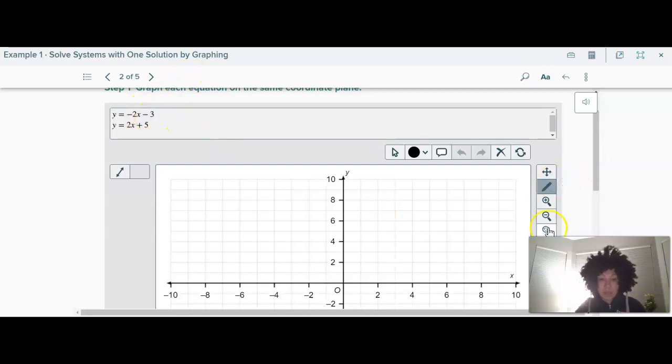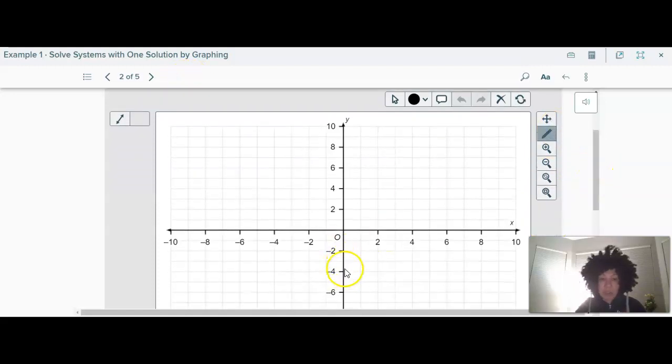Start with our y-intercept, which in this first line is -3, so -3 is right here. Can I do that? I don't know how this thing works very well. Nope, that's not how you want to work. Alright, I'm just going to draw it like this.